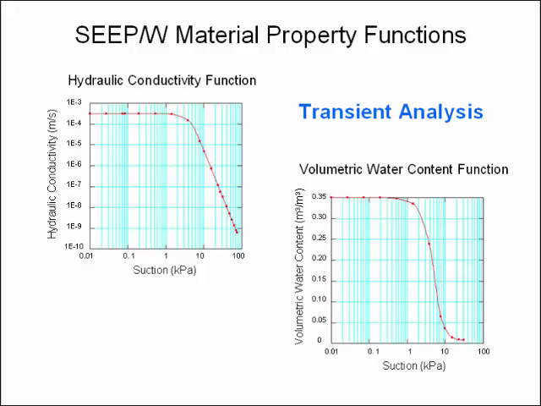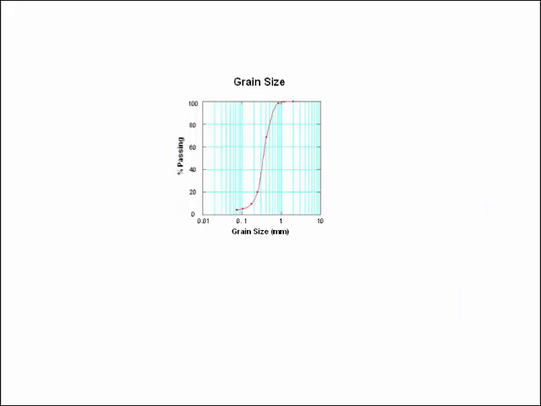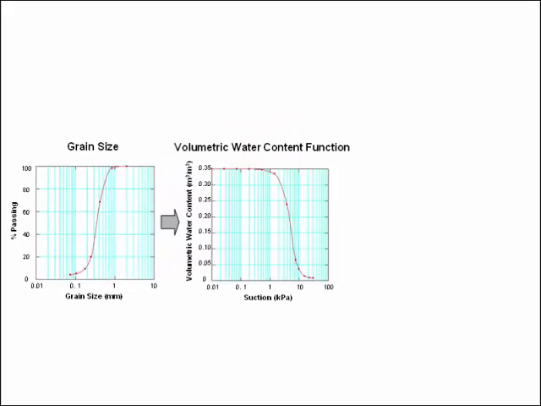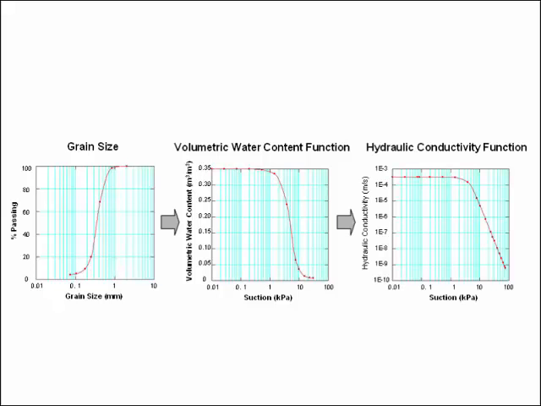These functions can be estimated by first defining a simple and easily measured grain size curve. The correct procedure is to define the grain size curve, then to use this curve to predict the volumetric water content function, and then to use the water content function to predict the hydraulic conductivity function.